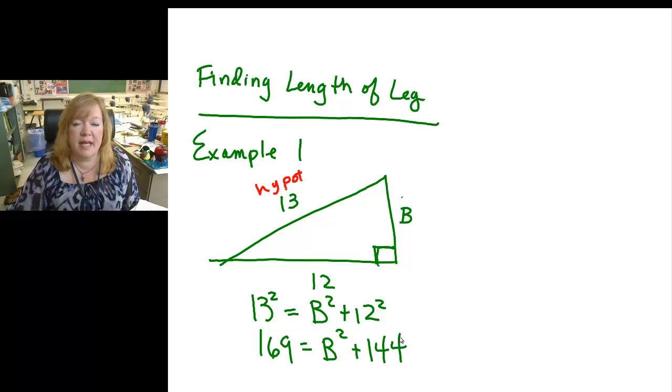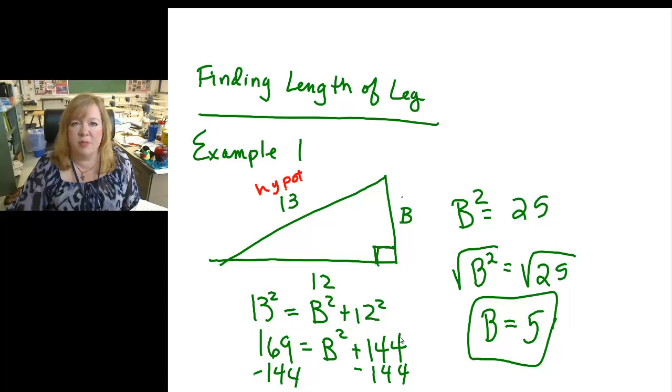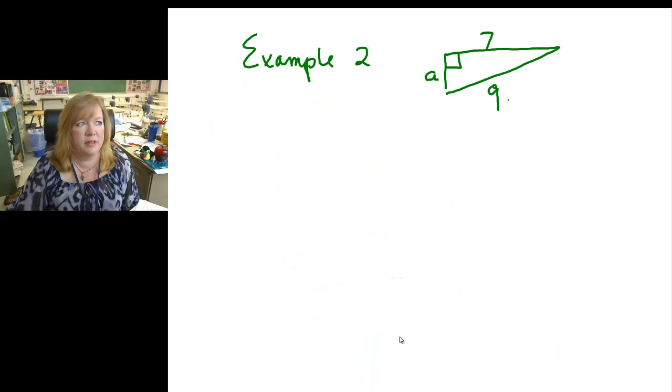We get 169 equals b squared plus 144. And we're going to subtract the 144 from both sides to get b squared by itself. So we get b squared equals 25. Easy peasy lemon squeezy. b has to be 5. Example 2. Try this one on your own and see how you do.